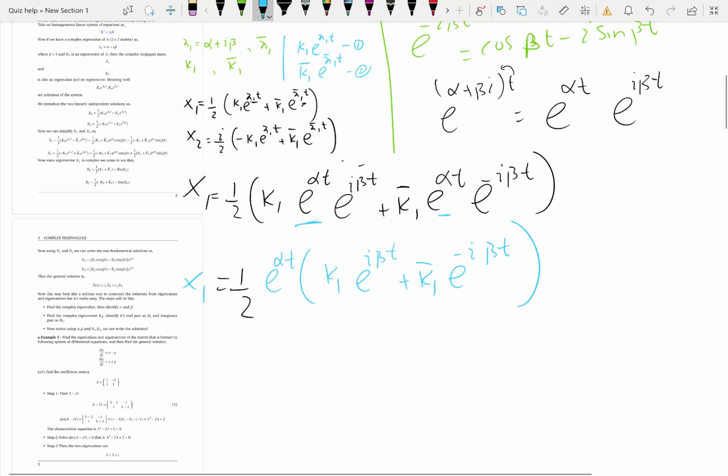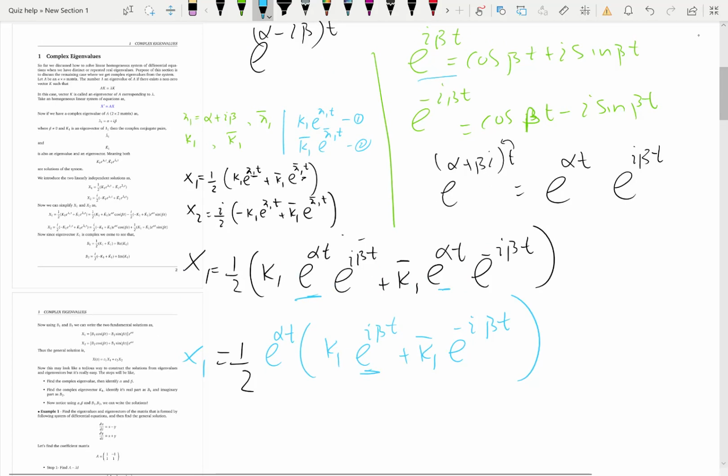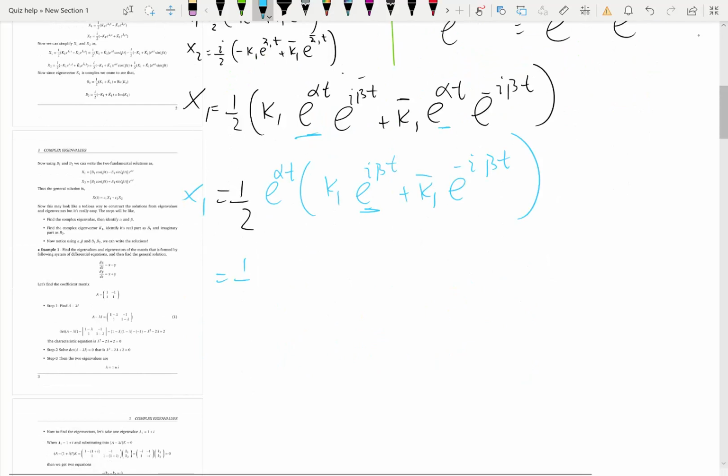Now, you know e to the i beta t is really cosine beta t plus i sine beta t. So let's quickly write it down. Half e to the alpha t, here k1. So let's distribute the k1 in the process: k1 cosine beta t plus i k1 sine beta t.